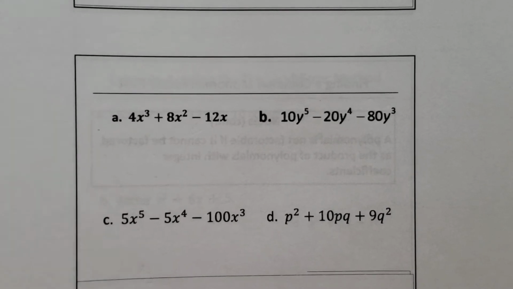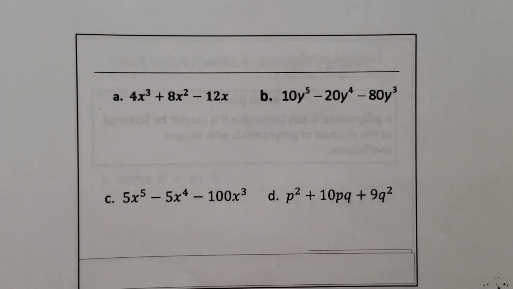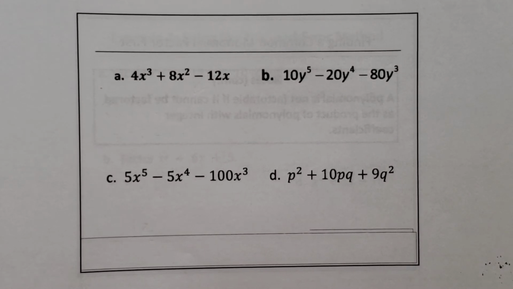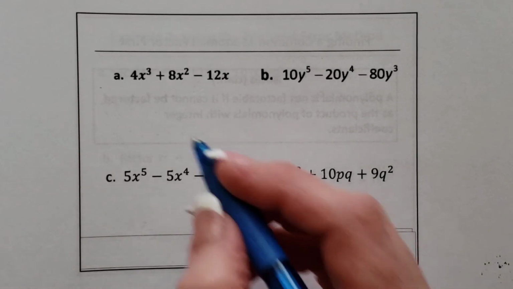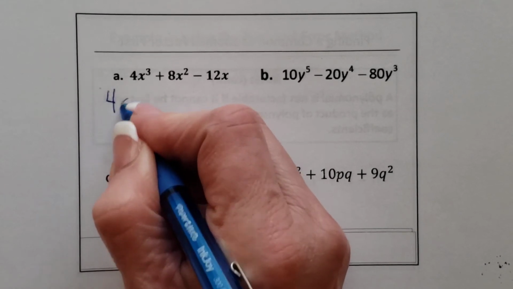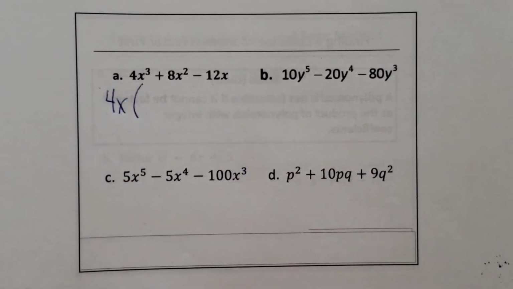All right. Let's try these 4. I believe these are from my Hawks. All right, let's look at letter A. First of all, I want to see, do all three of these terms have a common factor? And they do. They all have a 4x in common. So I'm going to divide every single term by 4x.